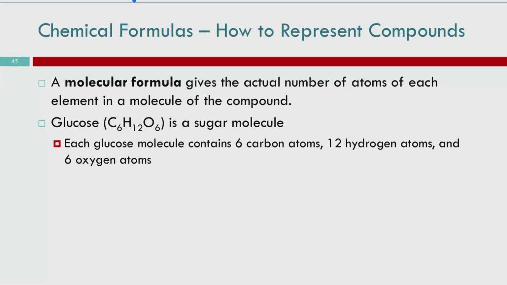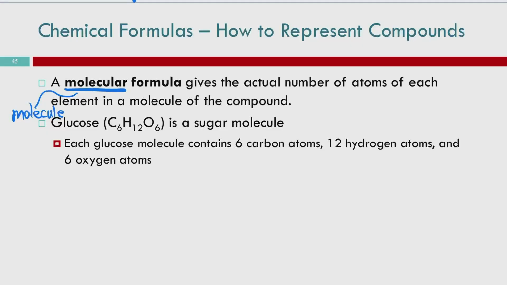All right, for our chemical formulas, we've got a couple different options. One of our options is a molecular formula. A molecular formula corresponds to a molecule. We'll learn what a molecule is in a little bit. But a molecular formula says the actual number of atoms in each unit. A molecule is a type of unit of chemical.